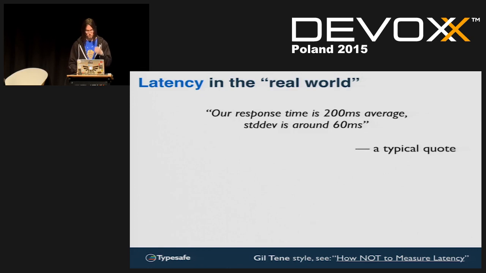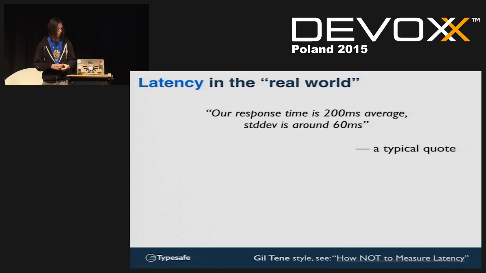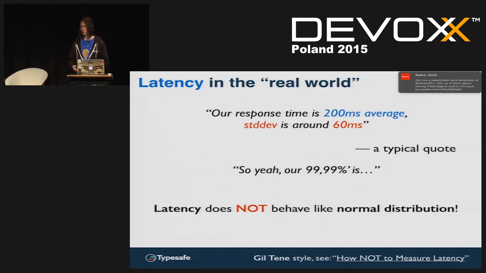Another thing I sometimes see developers reply when I ask what's your latency or how is your system performing is this: our response time is 200 on average, and standard deviation is 60. So then I ask, so what's your 99.99 percentile? And then they apply a normal distribution to it. Okay, who knows why this is wrong? Hands up. Okay, good.